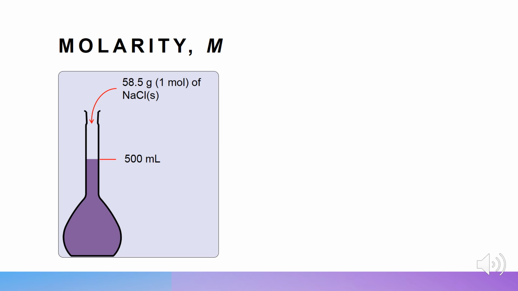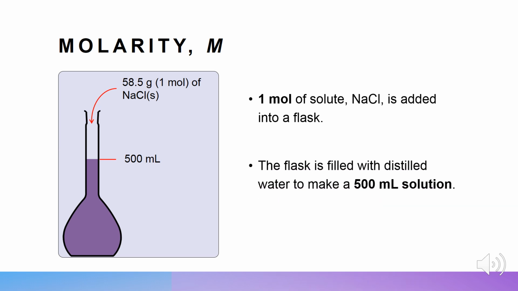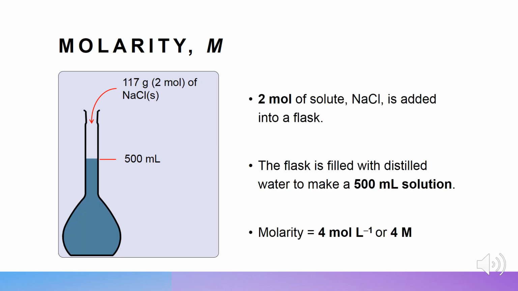To prepare a 2 molar solution, you can dissolve 1 mole of NaCl into 500 mL of solution. And if you dissolve 2 moles of NaCl in 500 mL of solution, it means you have prepared a 4 molar solution.